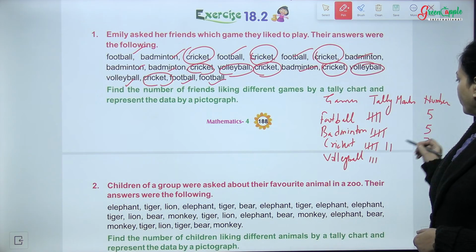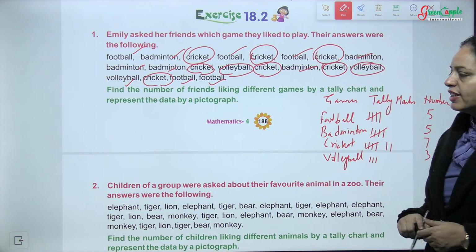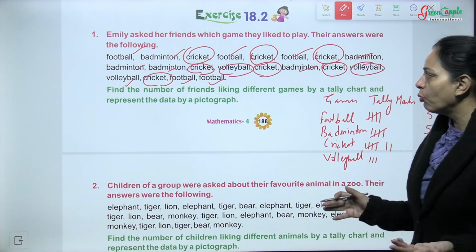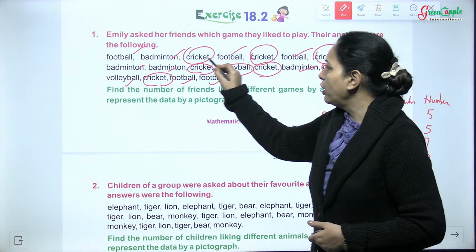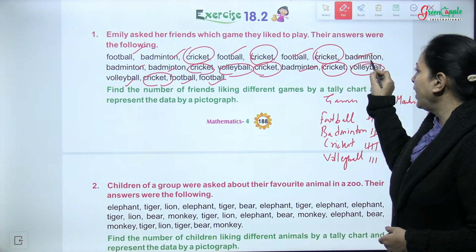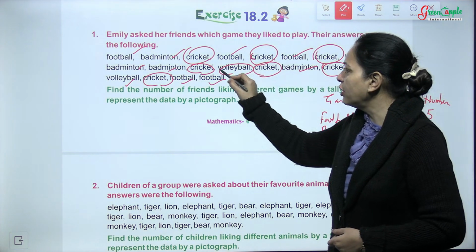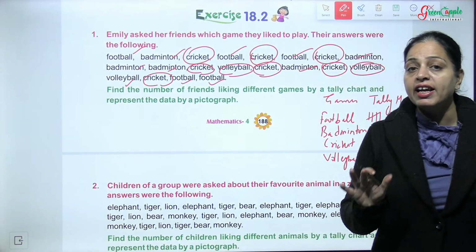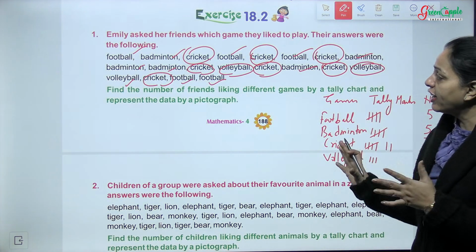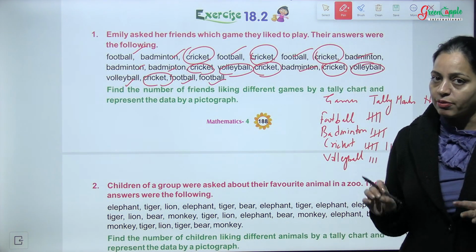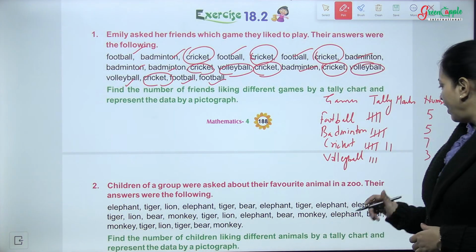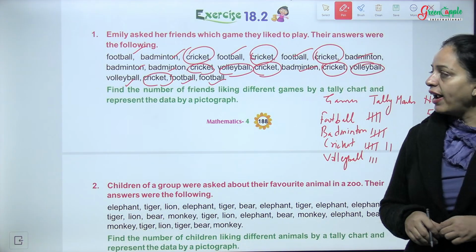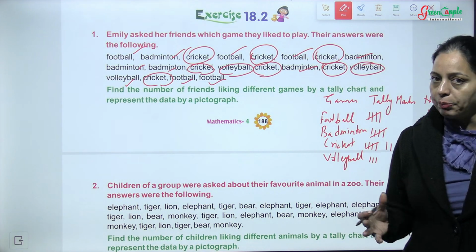Total is 5, 5, 10, 7, 17 and 3, 20. Now count it whether it is 20 or less or more. So see, 1, 2, 3, 4, 5, 6, 7, 8, 9, 10, 11, 12, 13, 14, 15, 16, 17, 18, 19, 20. It means we have taken all the terms, okay? Nothing is left. So total is 20. So this is the tally chart, and then you can draw a pictograph.